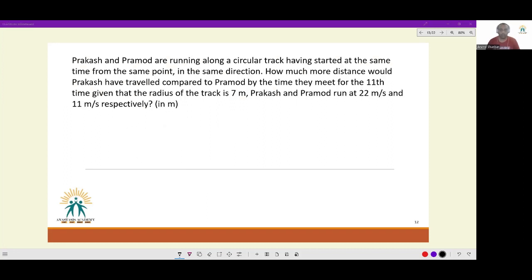Next, Prakash and Pramod are running along a circular track, having started at the same time from the same point in the same direction. If you know nothing else about circular motion, just know that when they're traveling in the same direction, they will meet when the faster guy has taken one more lap than the slower guy.